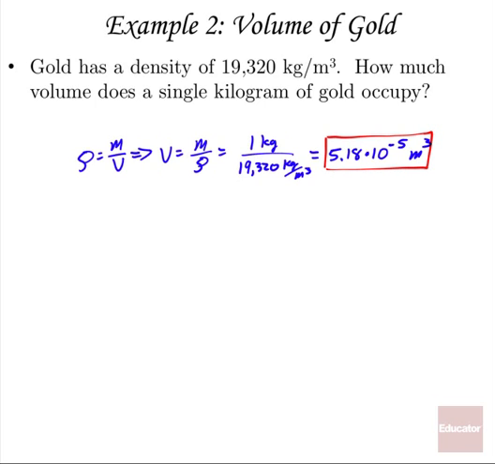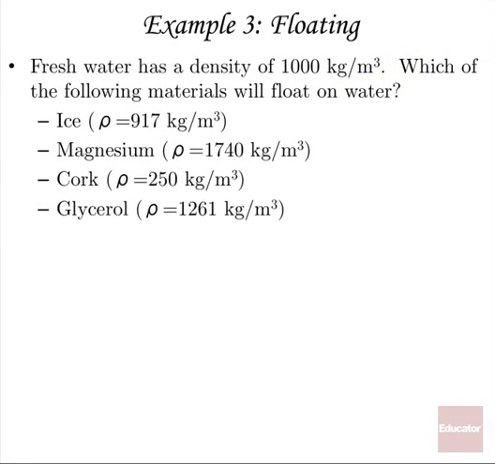Let's take a look at an example of things that are floating. Fresh water has a density of 1,000 kilograms per meter cubed. We just calculated that. Which of the following materials will float on water? Ice has a density of 917 kilograms per meter cubed. And if you've ever had a glass of ice water, you already know the answer. Ice will float on water.